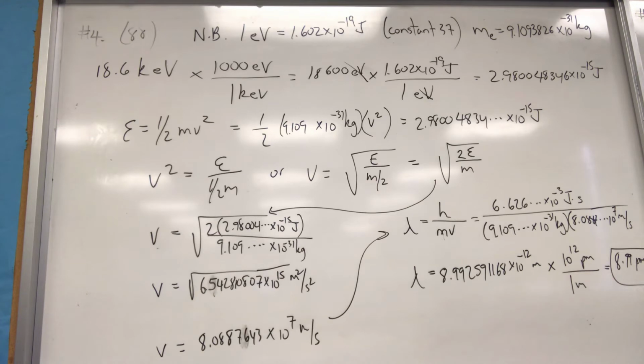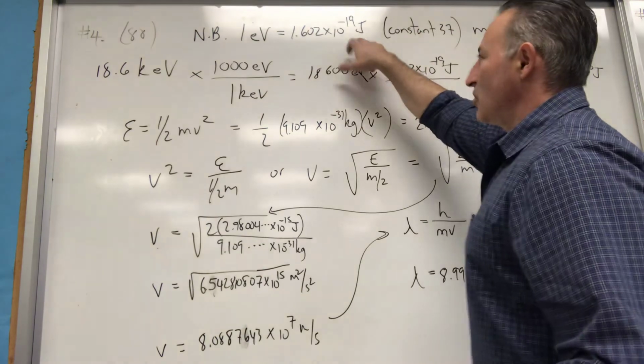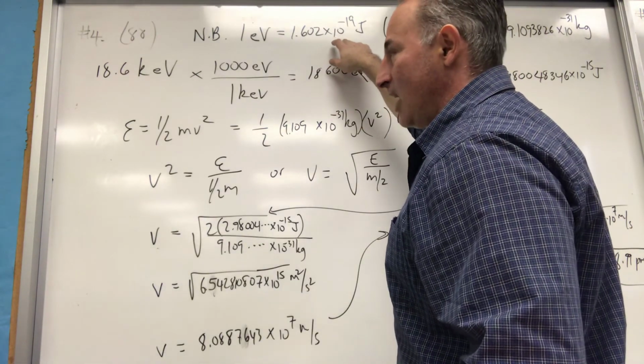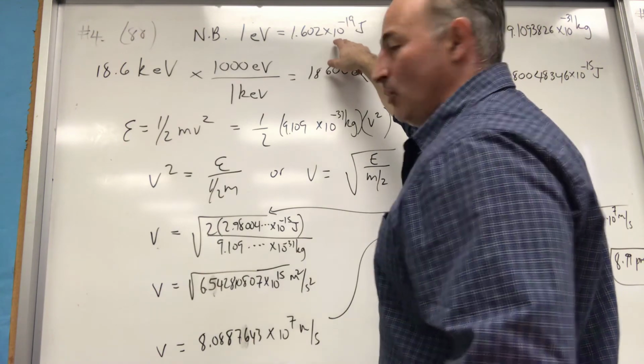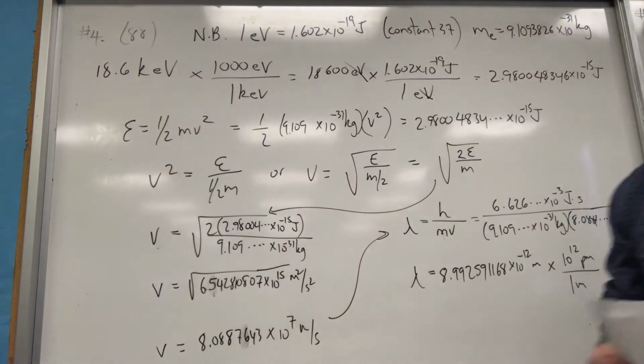So the first thing I did was I converted electron volts into joules. So I looked at the back of the book or in my calculator, because it's embedded in the memory of the calculator that I have, which is a Sharp calculator, but any scientific calculator will have it.